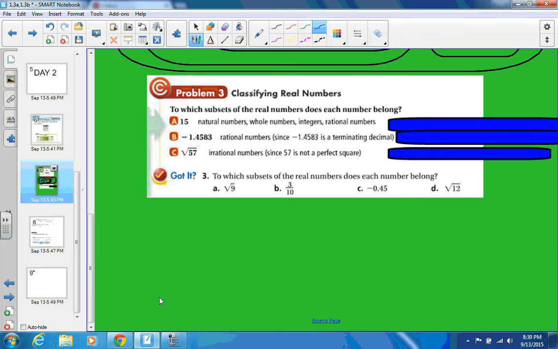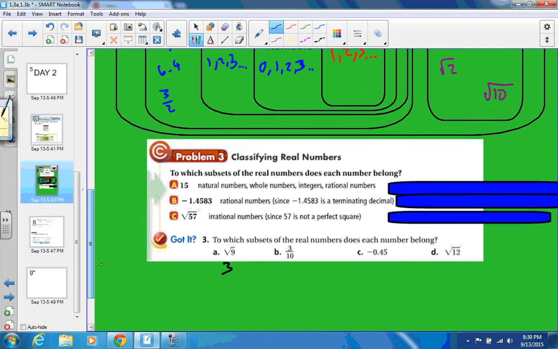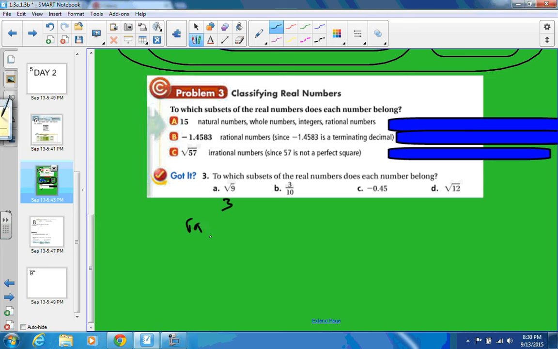Okay. So square root of 9, that is equal to 3. So that's just a whole number. It's a natural number. It's an integer, and it's a rational number. So it's all of those. Oh, oops, I skipped integers. There's an integer, and it's also a natural number. Fits in all those categories. We're really just saying what categories do these numbers fit into?